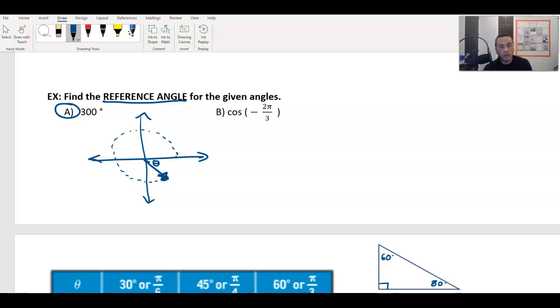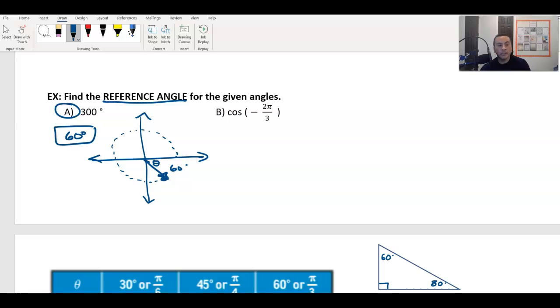A reference angle is the angle formed, again, by the terminating ray and the closest part of the x-axis. Well, how many degrees more did we need to go to make the full 360? Because we went like this, right? Or for you guys, it's like this. So how many more degrees to get to the 360? Well, we need 60 degrees, right? 60. That's your reference angle because that's the angle that's closest to the x-axis. So the answer to A is 60 degrees.